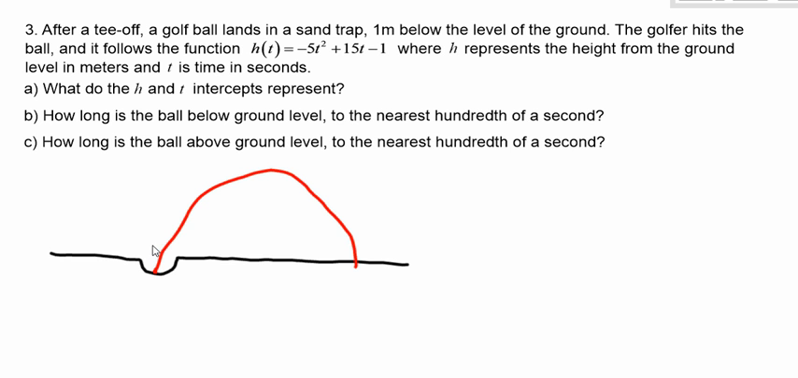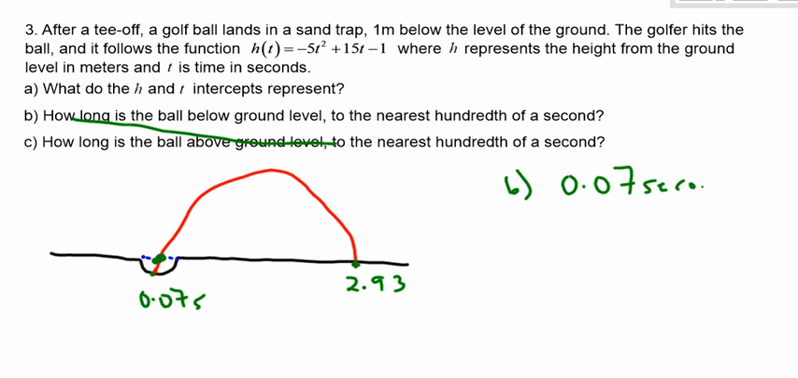Well, we know that the moment that the ball reaches ground level, so I'm drawing like an imaginary ground level. So when the ball is right here, that's 0.0 seconds. And when the ball hits the ground, it's 2.93 seconds. So how long is the ball below ground level? Well, it starts at ground level. That's time equals 0. And then it takes 0.07 seconds to get to ground level. So the answer to B is just 0.07 seconds.